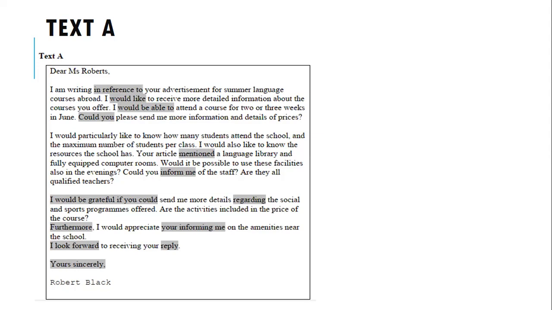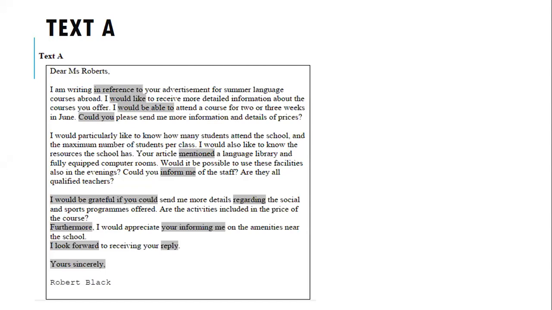And there is a question. Have a look at the last line of the first paragraph. Could you please send me more information and details of prices? So that is the soul of writing letters: giving notification that you are available, that you can join. And of course, if you have any inquiry, you can ask the recipient.